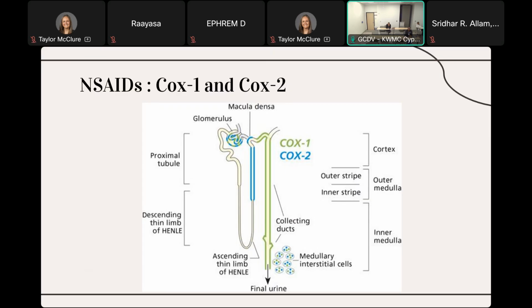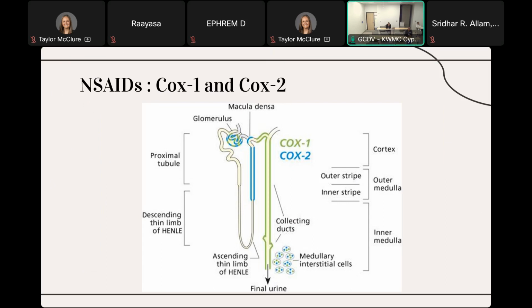For example, if you were to give an NSAID and it affected the cyclooxygenase in the glomerulus, that's how the podocytes can be affected. The podocytes are actually rich in COX-1 and 2 as well. And that can cause minimal change disease and membranous nephropathy. If it affects the loop of Henle, that's how you get tubular necrosis and an ATN. If it affects the macula densa, it affects the renal hemodynamics.